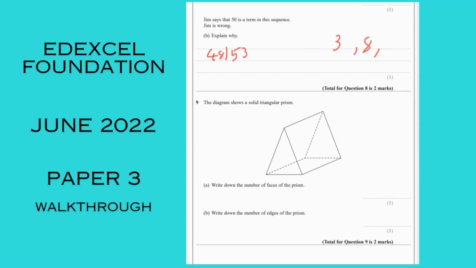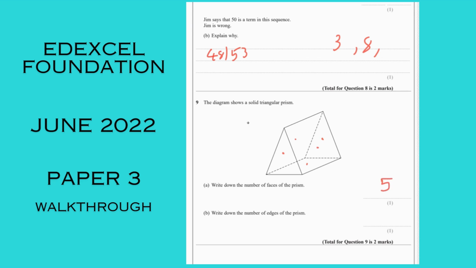Number 9, write down the number of faces. So flat surfaces for faces. Sometimes, if you're not sure, do them in pairs, front and back. There's no top and bottom here, but there is left and right. And the base, giving us 5 faces.